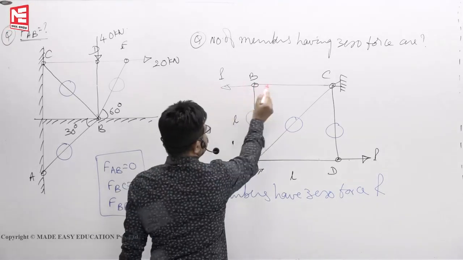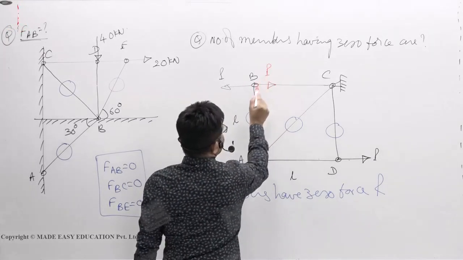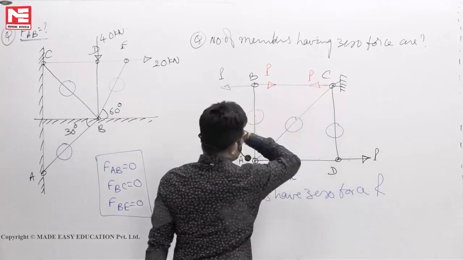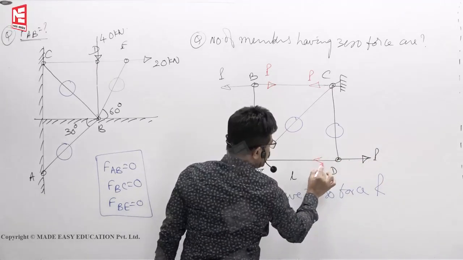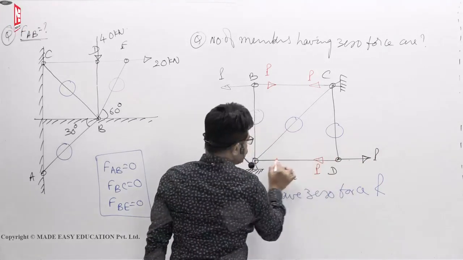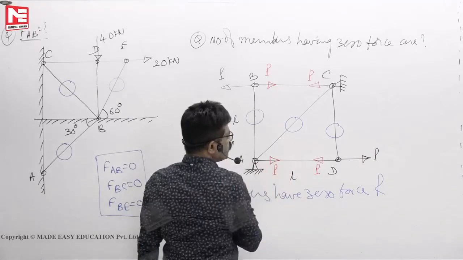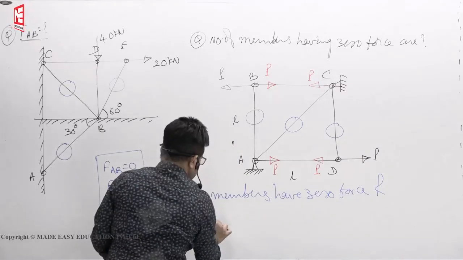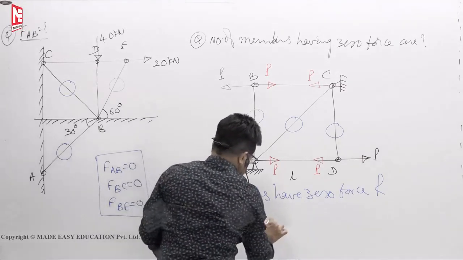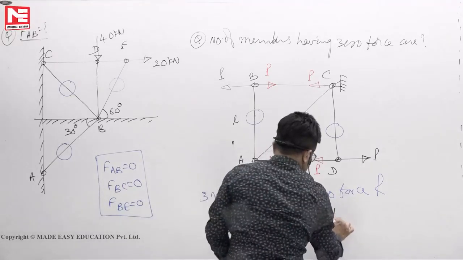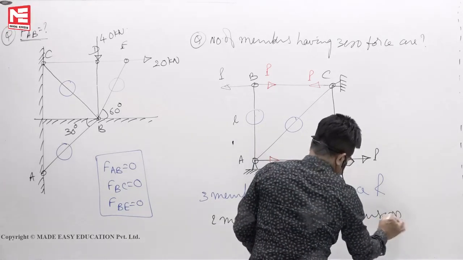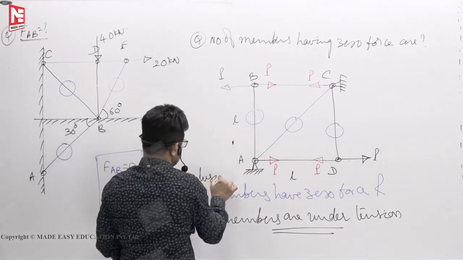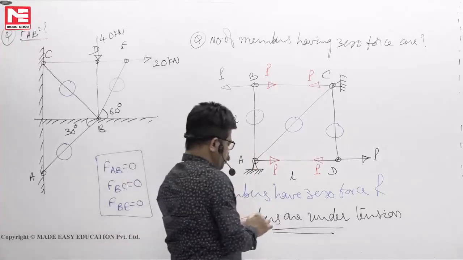The arrow is going to the left side, so to balance it this arrow must be on the right side. Because the arrow is away from the joint, this also should be away from the joint. Here P comes from the right side, so to balance it the arrow must be on the left side. Now the arrow mark is away from the joint, so it should be away from the joint. So 3 members have 0 force and 2 members are under tension. So one of the options is this one. So this is the scope.